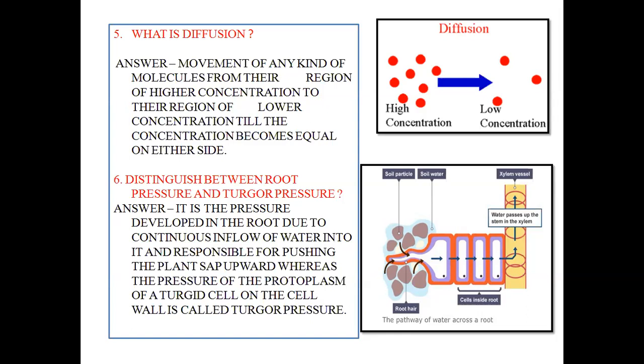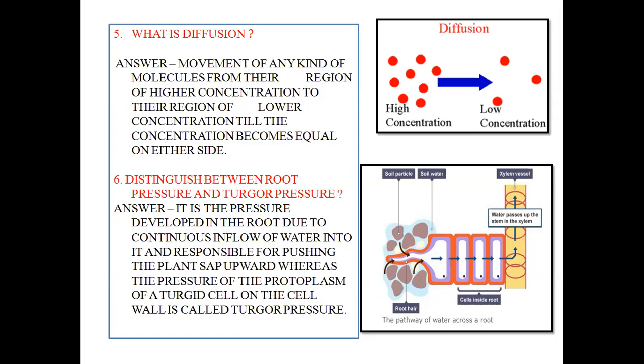Now this kind of movement from the region of higher concentration to the region of lower concentration, till the concentration gradient becomes equal on either side, is known as diffusion. That means the basic difference between osmosis and diffusion is that in diffusion, any kind of molecules can move, whereas in osmosis, only water molecules or solvent molecules move. Next, in diffusion, no semi-permeable membrane is required, whereas in osmosis, there is an active involvement of the semi-permeable membrane.